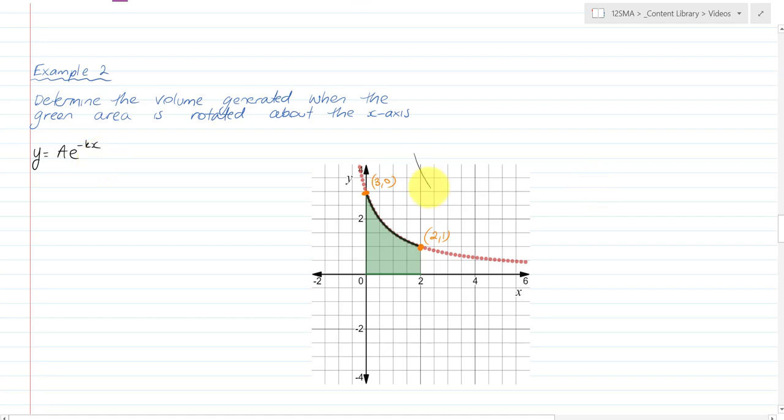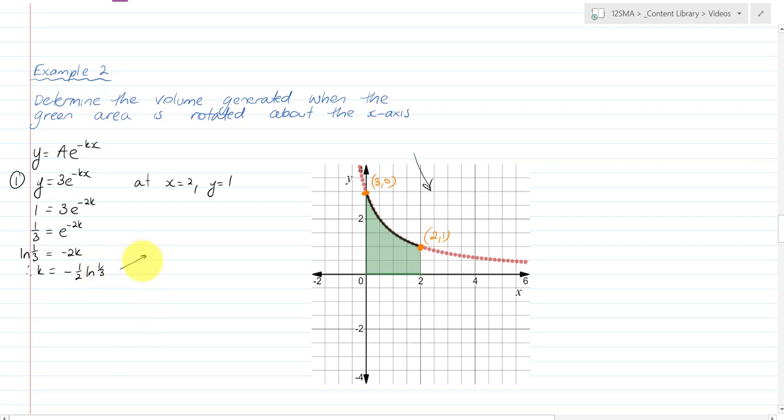Negative k because it's decreasing, and a is the initial value. Now, the initial value in this case, if you put x equals 0 in, you'll get 3. So we know, first of all, that y equals 3 e to the negative kx. And we also know at x equals 2, y equals 1. So we get 1 equals 3e to the negative 2k, which means that 1/3 equals e to the negative 2k. Take a natural log of both sides, you get the natural log of 1/3 equals negative 2k, and therefore k is equal to negative a half log of a third.